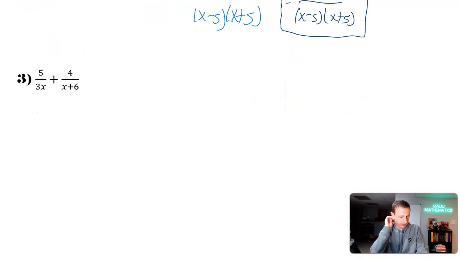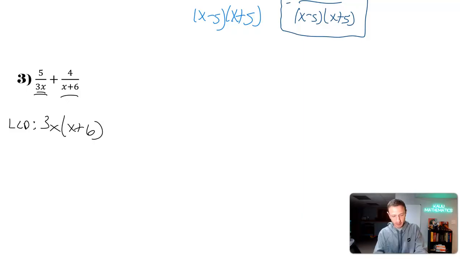5 over 3x plus 4 over x plus 6. So what do we need here? So the LCD. There's no factoring. So we have a factor of 3x, and we have a factor of x plus 6. So each of the fractions need to be manipulated. So this first fraction needs the factor of x plus 6. Whatever I do to the bottom, I do to the top. This fraction needs the factor of 3x.